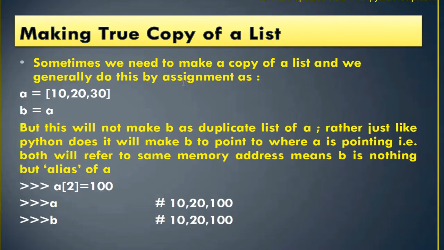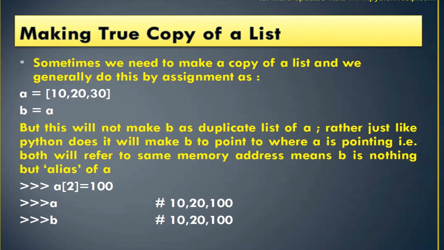Making a true copy of a list. Sometimes we need to make a copy of a list, and we generally do this by assignment, as a equals 10, 20, 30 and b equals a. Assigning means that if we need a copy of a list, we assign that list to a new list name, like a equals 10, 20, 30.